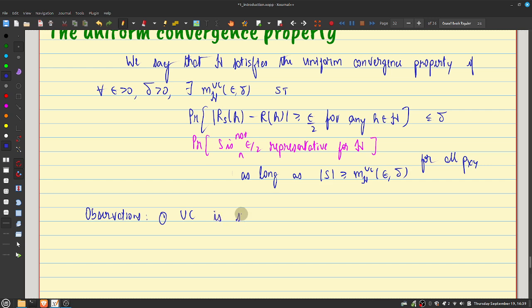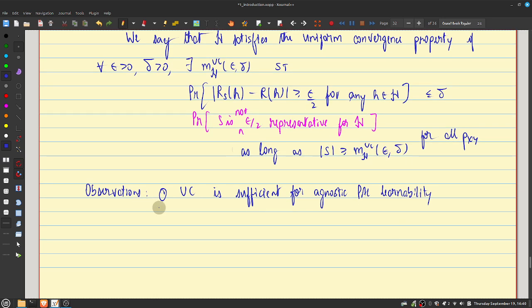UC is sufficient for, in fact, agnostic learning. The second, which requires essentially the same ideas as we saw for binary classification, but can be generalized further just through a different tail bound, is that all finite hypothesis classes satisfy uniform convergence.